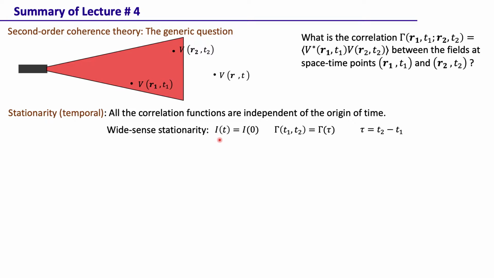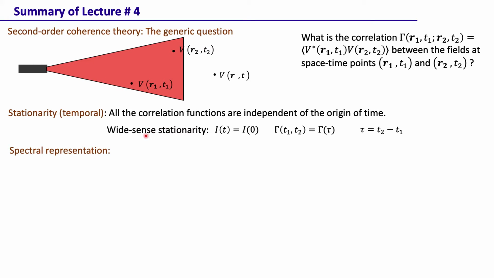As part of this, the intensity has to be independent of the origin of time, so it will be essentially independent of time. On the other hand, the second order correlation function, this gamma t1 t2, will then depend only on the time difference. We looked at these in the last lecture. Also, in the remainder of this course, whenever we say stationarity, we mean wide sense stationarity, even if I don't always use the full term.